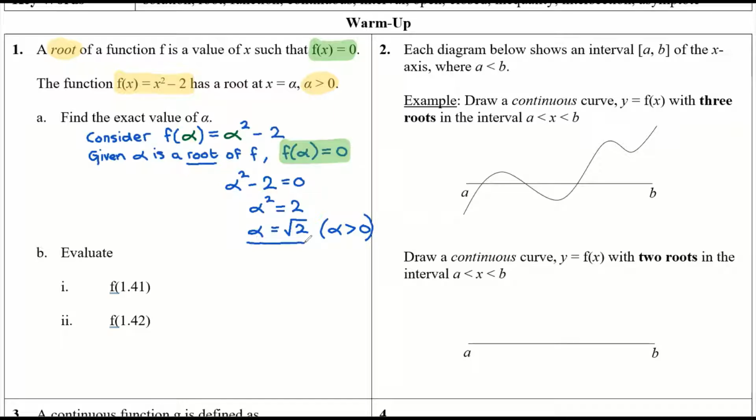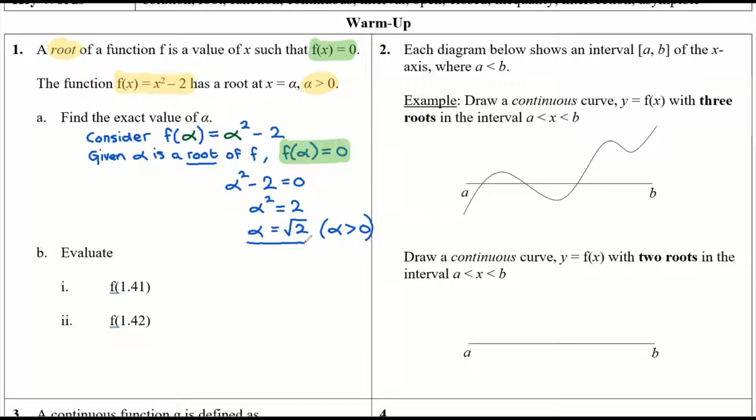Although there would be another root when x is negative or alpha is negative, but that we're not considering at the moment. So it wouldn't be called alpha, it might be called something else. Okay, but there would be another root, but we're not considering that right now. Okay, now for part B, it says to evaluate f of 1.41 and f of 1.42.